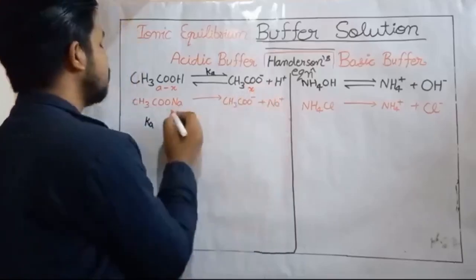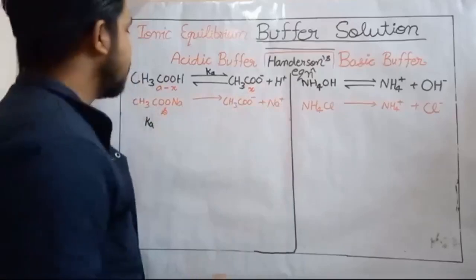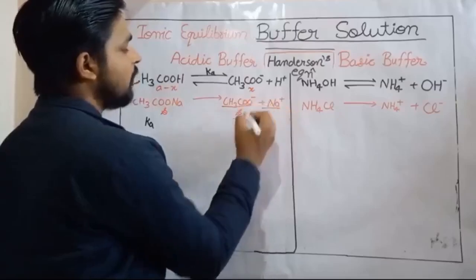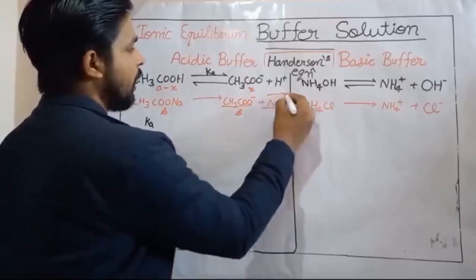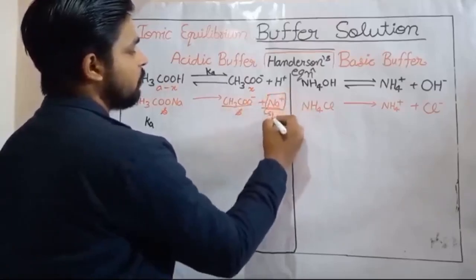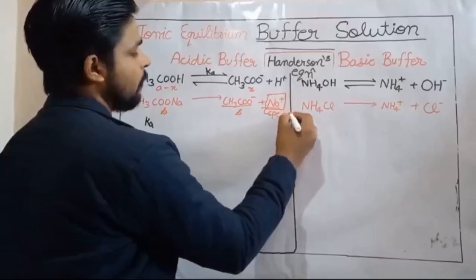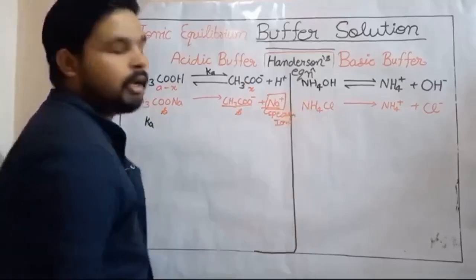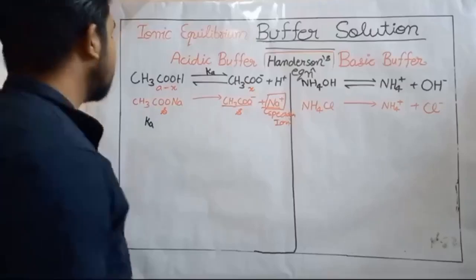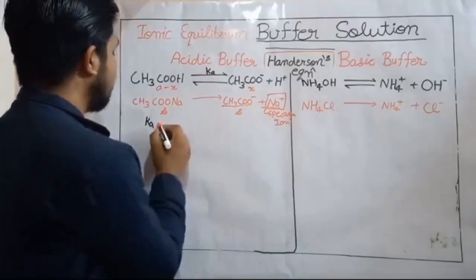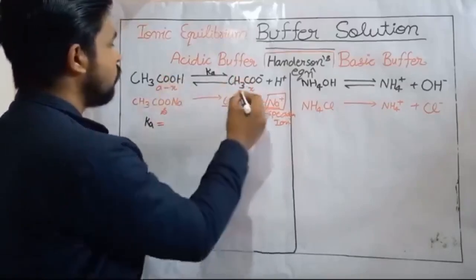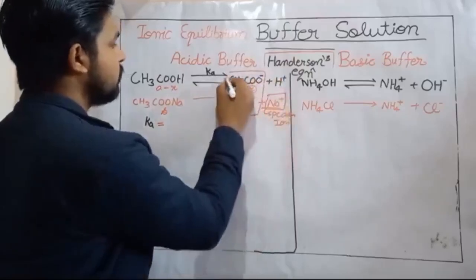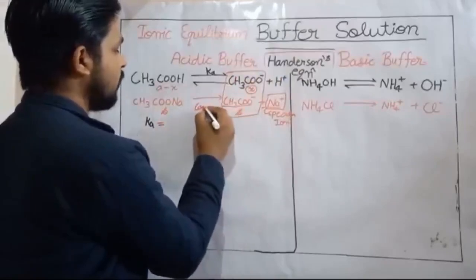Okay student, and this salt is present at concentration S, then it dissociates in ionic form. The concentration of CH3COO minus ion is S. Okay student, and it acts as a spectator ion, because it is a part of the strong base. Spectator ion does not take part in buffer action. Okay student, so we write Ka for this reaction. First of all we write the concentration of CH3COO minus ion. Here we see the common ion effect is observed.